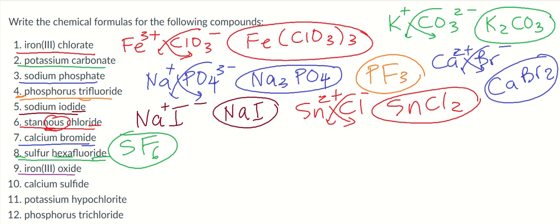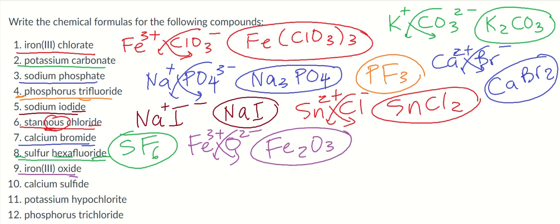All right, number 9, iron(III) oxide. Iron is a transition metal with multiple charges, so we're going to give you that in Roman numerals. That's a 3 positive charge. Oxide, group 16, the IDE tells you it's an element. That's a 2 negative charge. Let's crisscross those numbers. So we get Fe2O3, iron oxide.